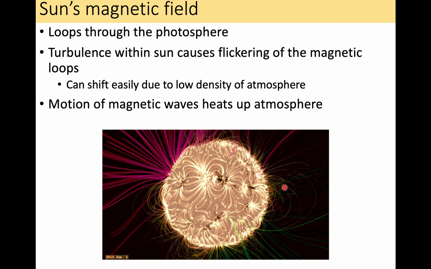So this can get a little messy. The sun's magnetic field is very, very intense, and it will create loops through the photosphere. So there's turbulence within the sun, which causes flickering of this magnetic field, flickering of these magnetic loops. And remember that the atmosphere of the sun is very, very low density, so it's sort of easy for the magnetic field to shift around and move around. Now, the motion of this magnetic field heats up the atmosphere. So this motion of these magnetic loops in the photosphere is heating up the atmosphere.